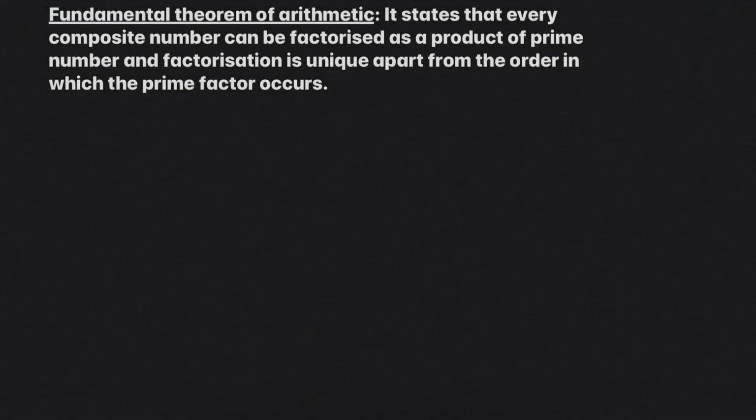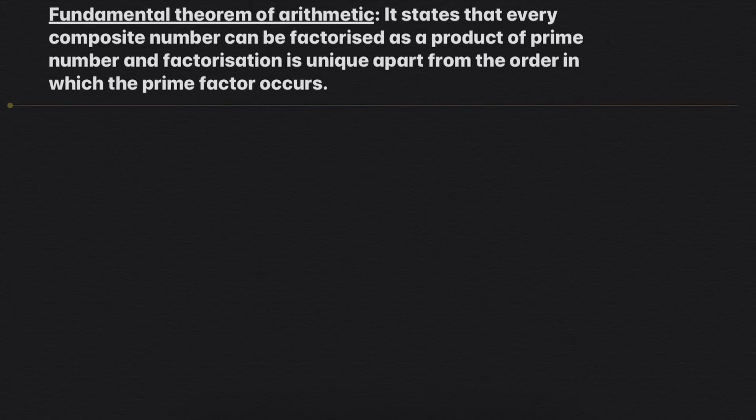Now let's see what the fundamental theorem of arithmetic is. It states that every composite number can be factorized as a product of prime numbers, and the factorization is unique apart from the order in which the prime factors occur.